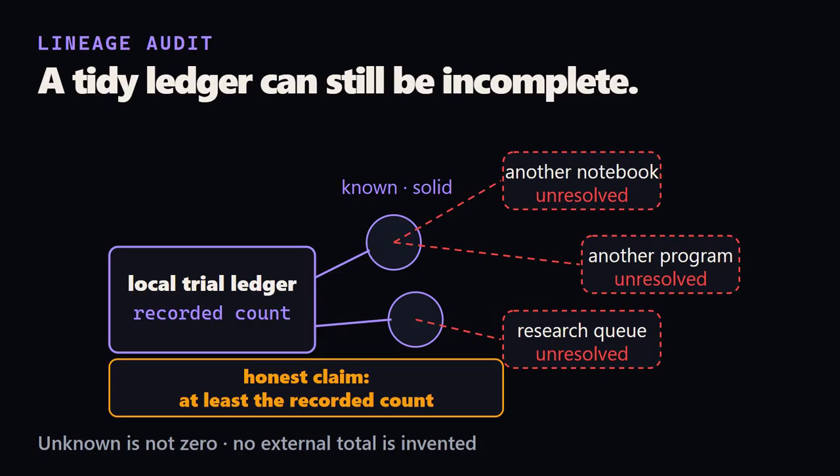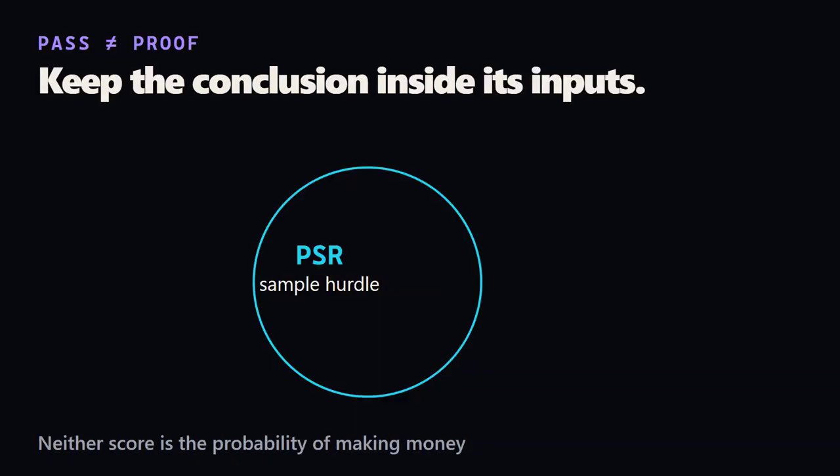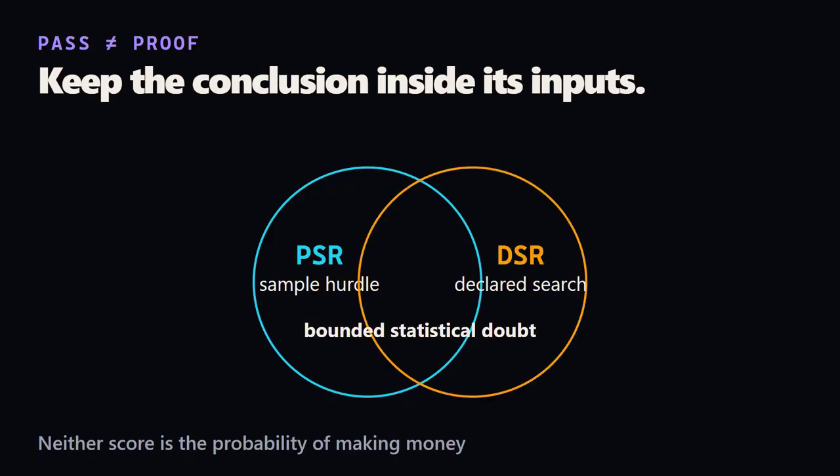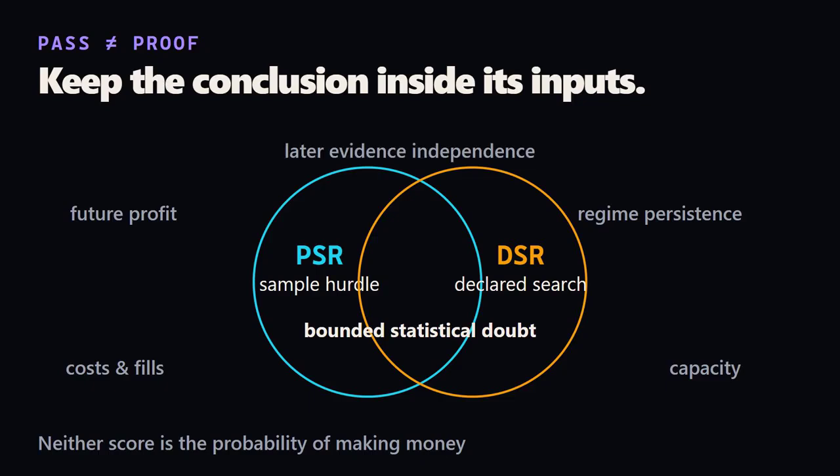So keep the denominator before you admire the numerator. Register each trial, retain every reject and refinement, link related searches across runs and programs, and disclose when the ledger is only a lower bound. Use PSR for hurdle uncertainty. Use DSR for the declared search penalty. Then demand new out-of-sample, cost, stability, execution, and capacity evidence before trusting the strategy further.